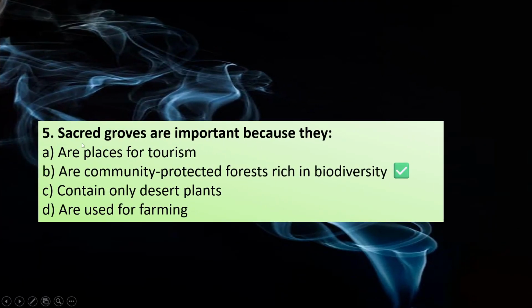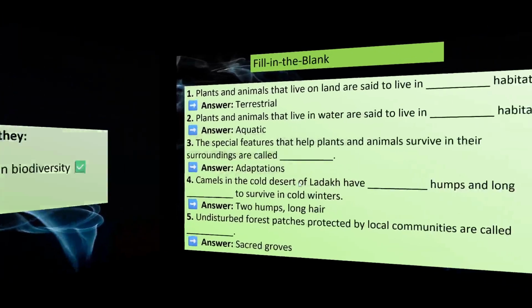Question number 5. Sacred groves are important because they: option A, are places for tourism. Option B, are community protected forests rich in biodiversity. Option C, contain only desert plants. Option D, are used for farming. Answer is option B, are community protected forests rich in biodiversity.